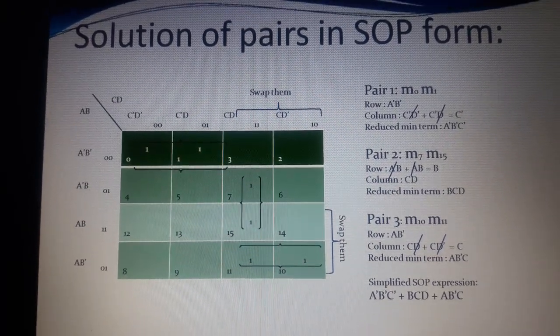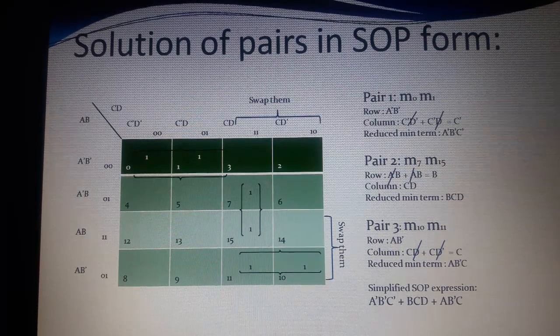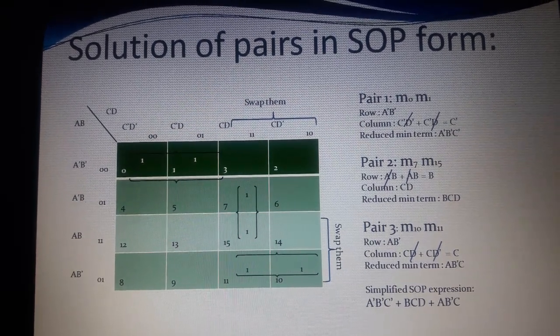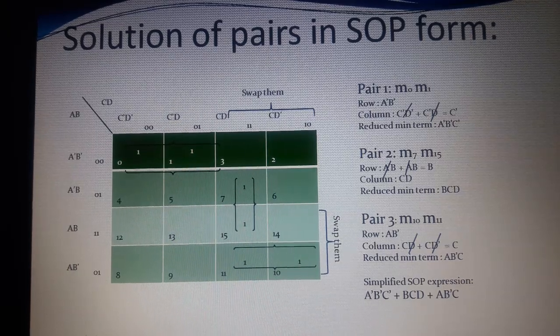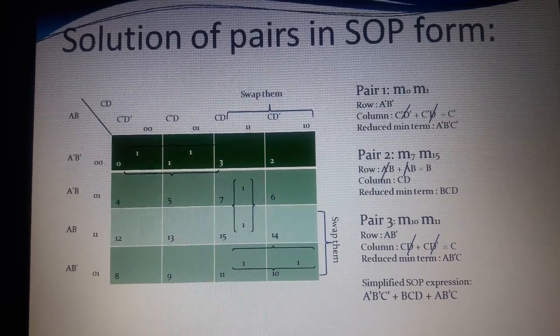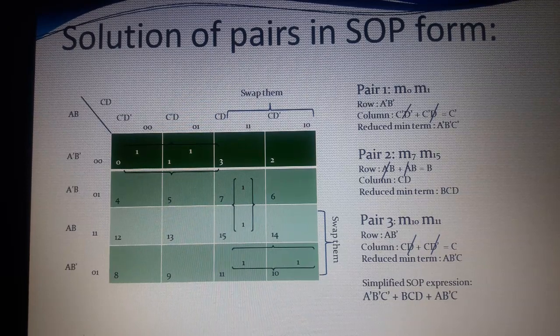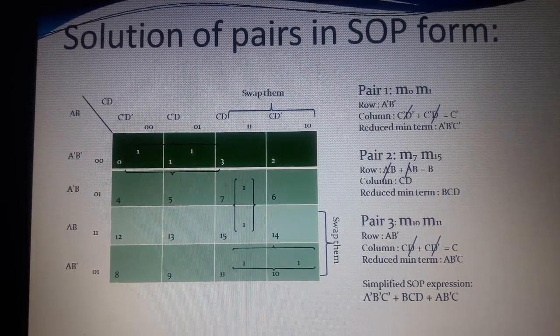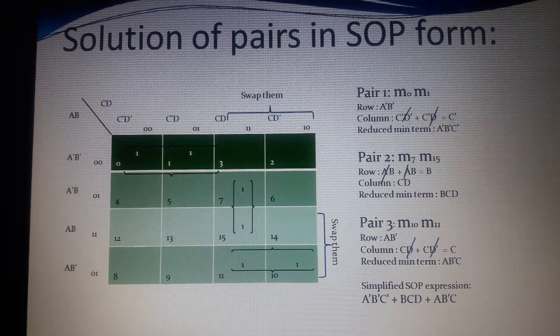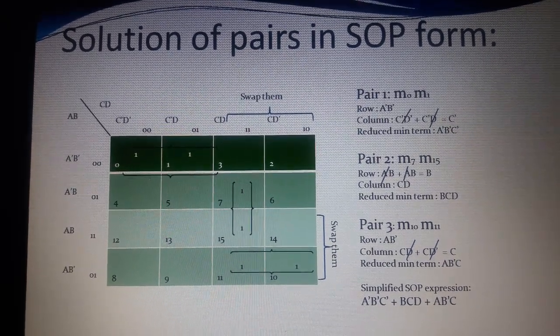See, pair 2 contains rows A' B and AB. I had written the same thing, A' and A cancelled. The common term is B. And in the column part, it is C D. When we are combining it together, we get B C D. We are getting pair 3.